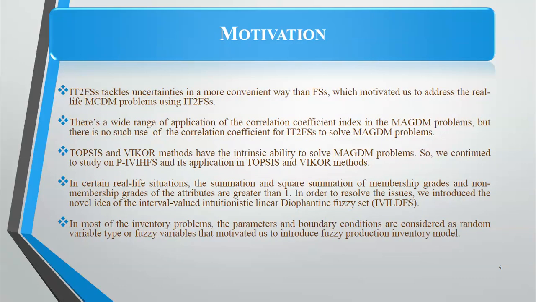These are some of the reasons which motivated us to work on this field. Interval type 2 fuzzy sets tackle uncertainties in a more convenient way than fuzzy sets, which motivated us to address real-life problems in MCDA problems using interval type 2 fuzzy sets. There is a wide range of applications of the correlation coefficient index in MCDA problems, but there is no such use of correlation coefficient for interval type 2 fuzzy sets to solve MCDA problems.